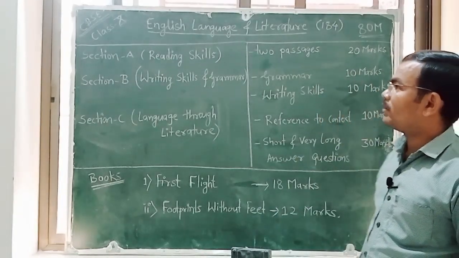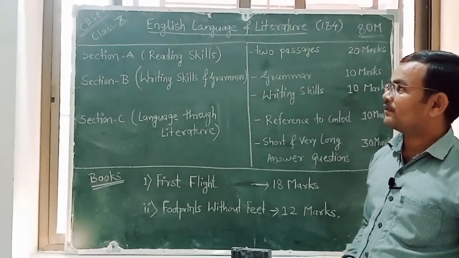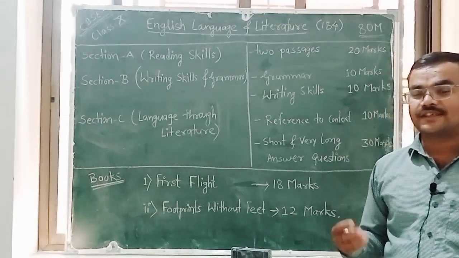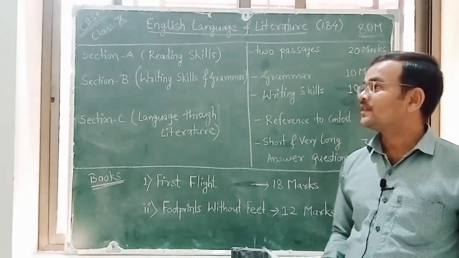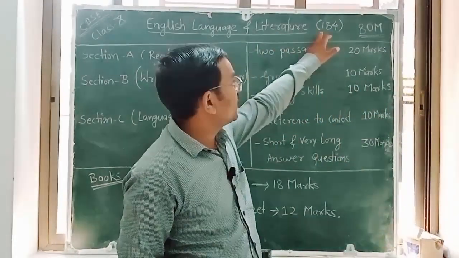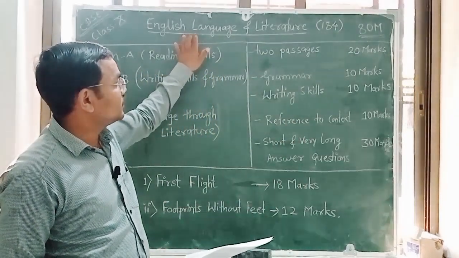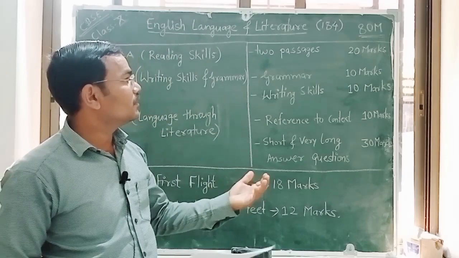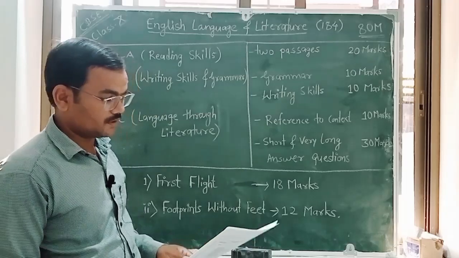Today we are going to talk about the syllabus and question paper pattern for the English subject, which is entitled English language and literature. We are going to talk about the syllabus and question paper pattern prescribed by CBSE for 10th standard. This subject has been given the code 184, and it has also been allotted 80 marks for your written exam. So you will be having an 80 marks written exam for this subject.